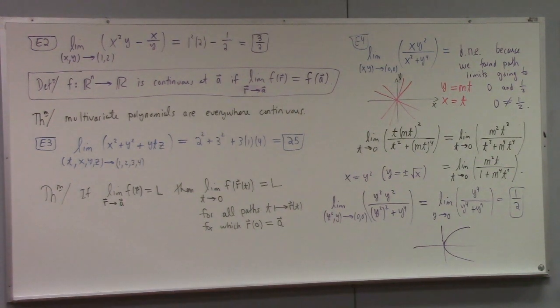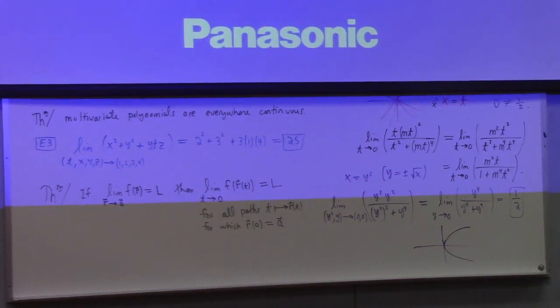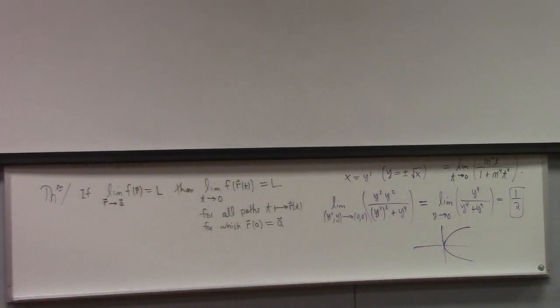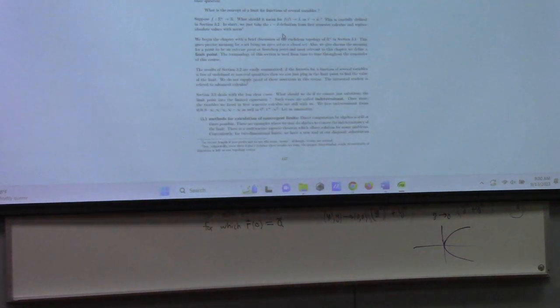So I actually like the polar substitution a lot, because the polar substitution has the hope of showing the limit exists and it's equal to something.